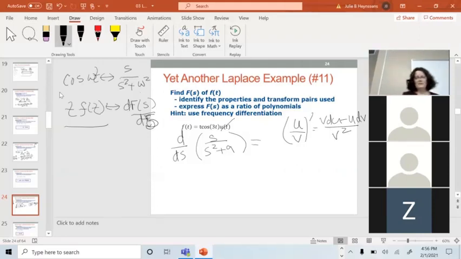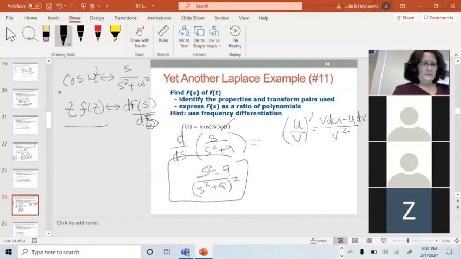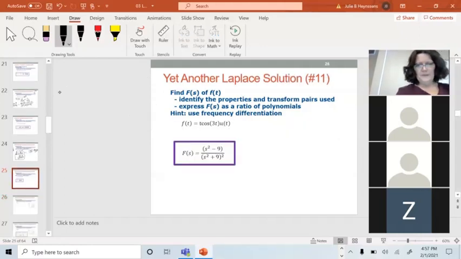So we find the derivative and we go through and we do the calculus part. The details are actually in the slide solutions, but I don't want to bore you to tears with this. When I do this, it comes out to be s squared minus 9 over s squared plus 9 squared. So when you multiply by time, you have to find the Laplace transform of the original function, and then take the derivative of that in the s domain. Yeah, I got it right.